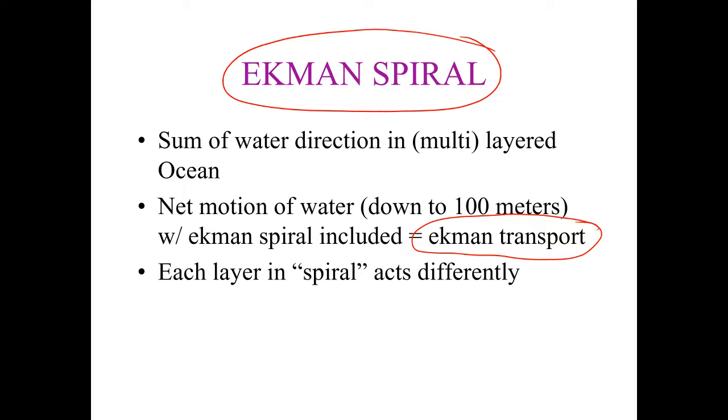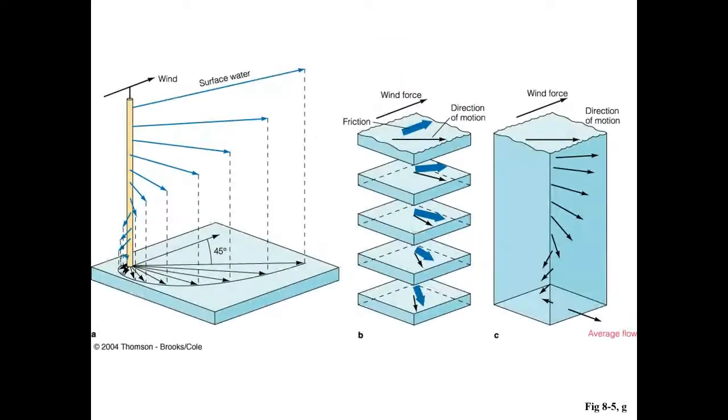So Ekman transport is a way of moving a net motion of water from the surface of the surface layer to the bottom of the surface layer. It looks like a spiral, hence the name spiral. Okay, so it's the sum of the water direction in the multi-layered ocean, but this occurs only in the surface layer. Each layer in the spiral acts differently, meaning it moves in a different direction, just like a spiral staircase. Each step is situated at a different angle, in a different direction. This is what the Ekman spiral and Ekman transport therefore look like.